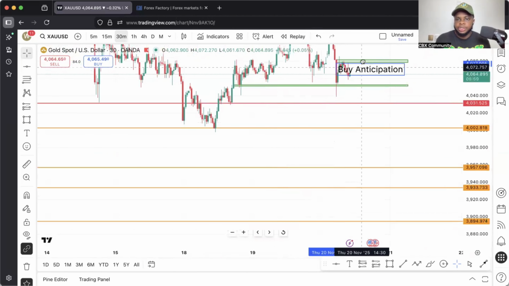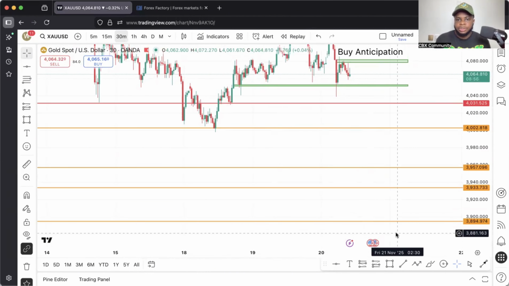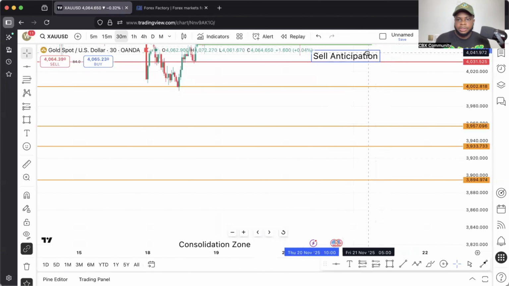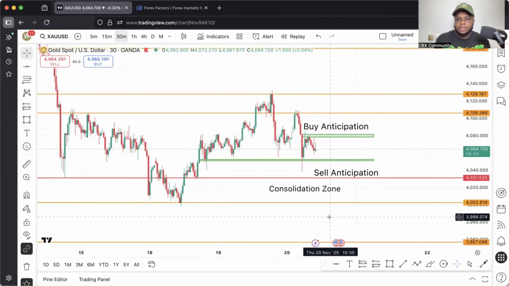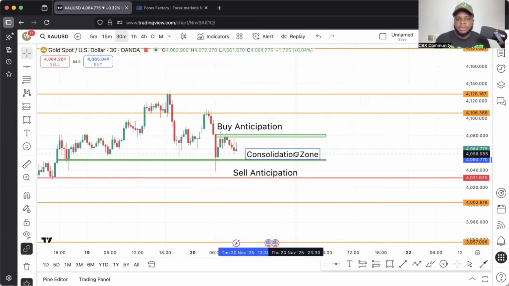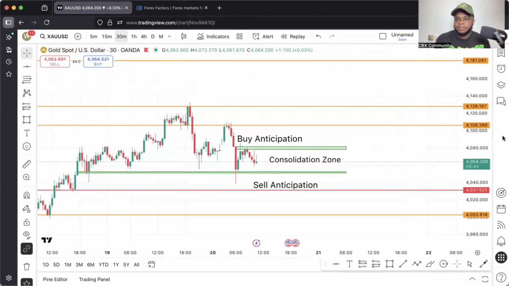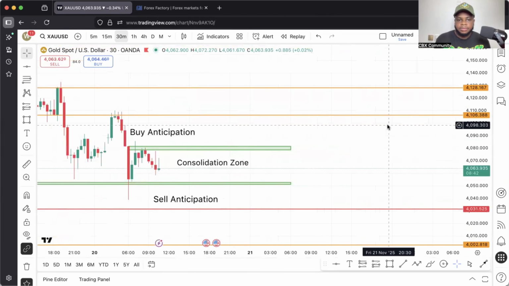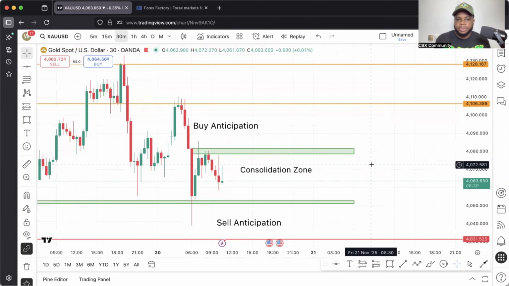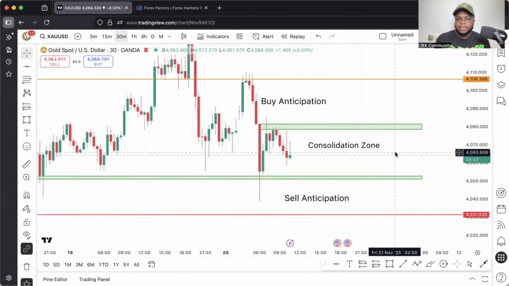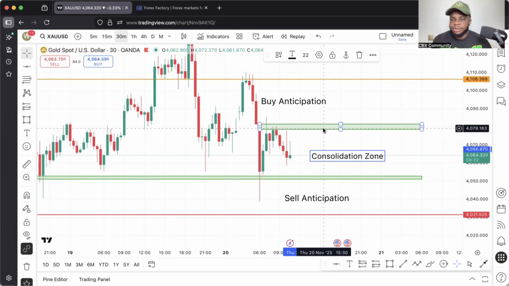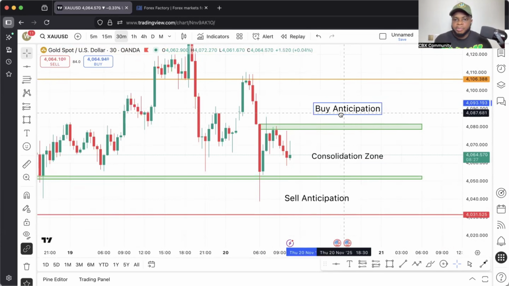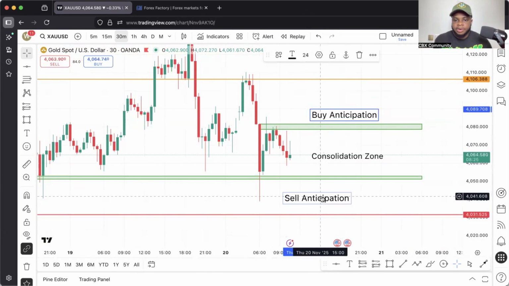So our buy position is here and our sell position is here, and our consolidation zone is the other side. So let's zoom the chart a little bit. We have a consolidation zone over here because from this resistance zone to this support zone is being considered as a consolidation zone. And we also have a buy over here and a sell over here.